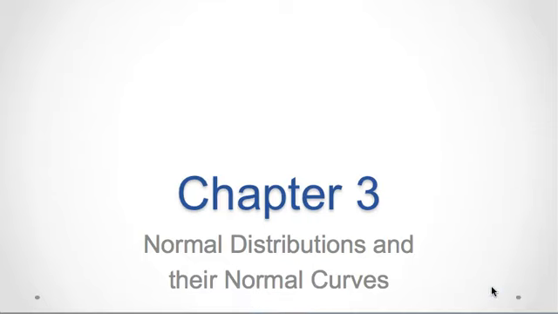Hello everyone. This is our first lecture for Chapter 3 on the normal curve and normal distributions. This chapter introduces the concept of a bell-shaped or normal distribution and its graph, the normal curve. Most of the statistical analyses in this class are based on normal distributions. We will define what it means to be normal and present some important characteristics of normal distributions and curves. We will also discuss the empirical rule.